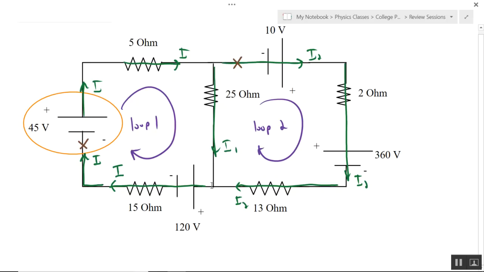And then I have to go back this way to get to this X. So I'm going to the left along the bottom. Anyhow, the next thing I see is this 120-volt battery. So I'm going from the positive end to the negative end. Right, so it's minus 120. And then the next thing I see is this 15-ohm resistor. I'm going with the current through that one.